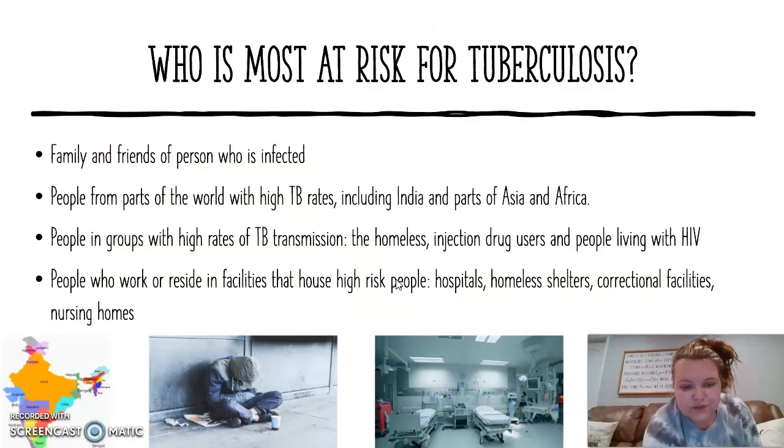And who is most at risk for tuberculosis? Friends and family of the person who is infected, people from parts of the world with high TB rates, like India, Asia, Africa, people in groups with high rates of TB transmission, so the homeless, injection drug users, and people living with HIV. People who work or reside in facilities that house high-risk people, like hospitals, homeless shelters, correctional facilities, nursing homes, prisons.